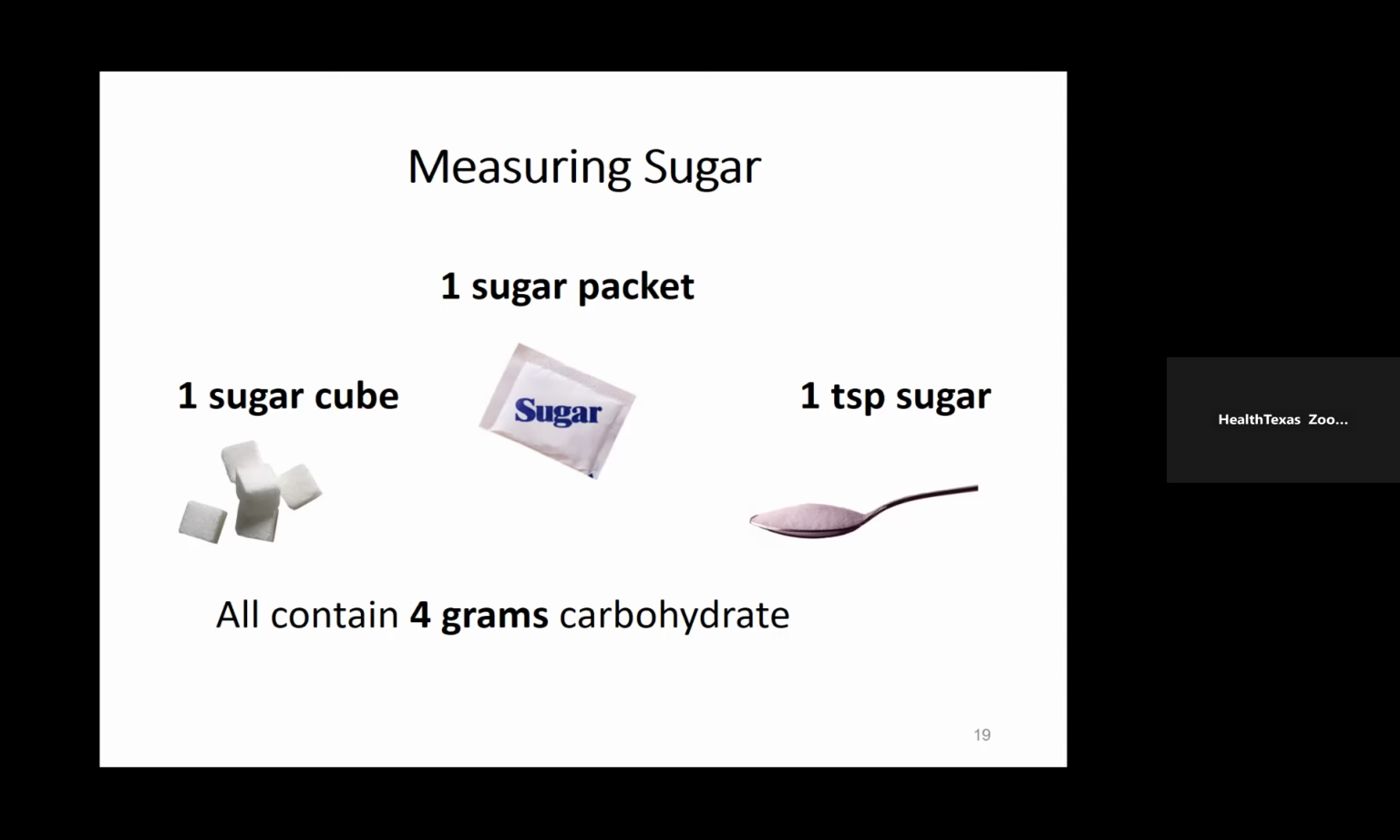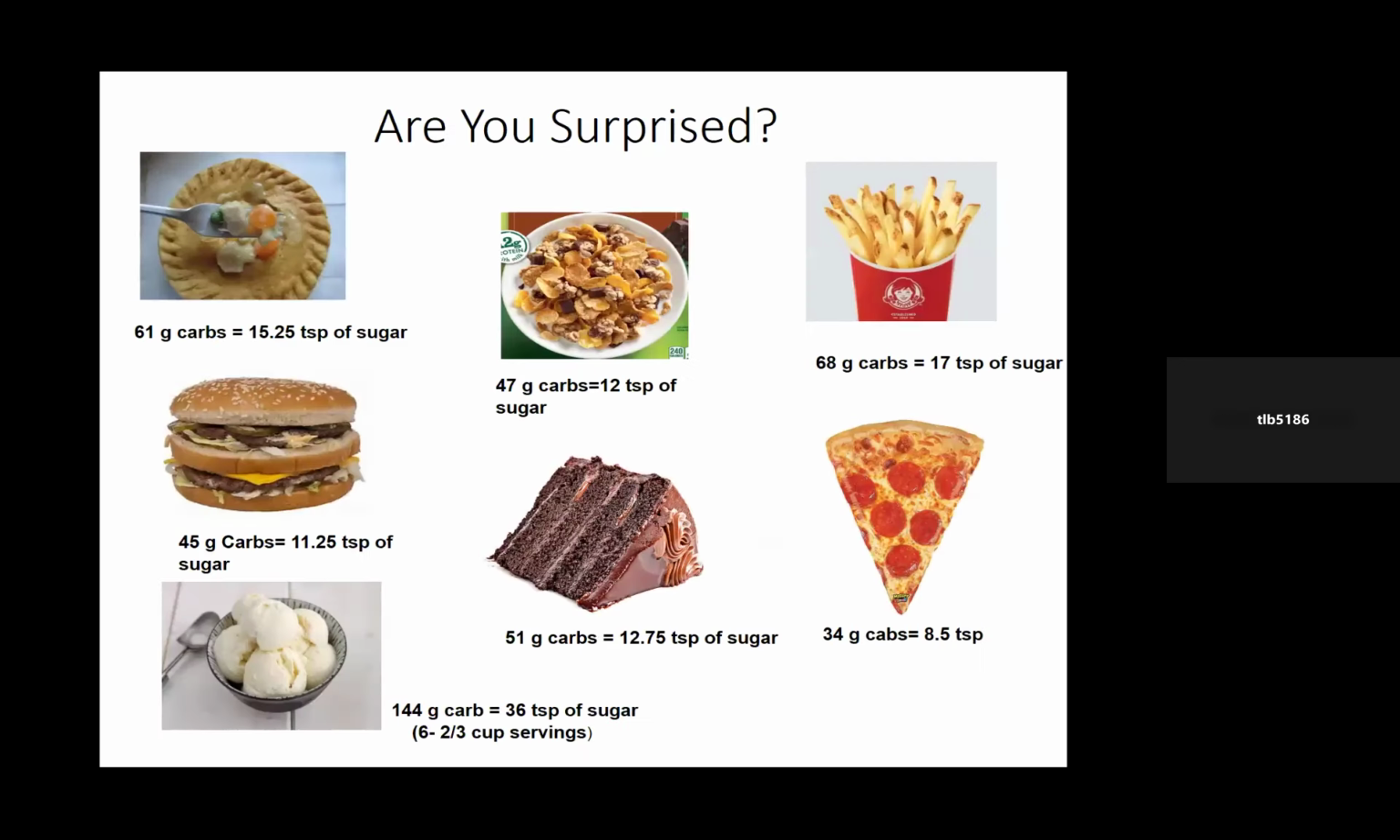This is where a lot of people get the aha moment. Are you surprised? This is a Marie Callender's chicken pot pie. It contains 61 grams of carbs, which means if you eat a Marie Callender chicken pot pie, you just consumed 15¼ teaspoons of sugar. 1 cup, which is 2 servings, 1 bowl, which is 2 cups, which is 2 servings of Honey Bunches of Oats, 47 grams of carbs, or 12 teaspoons of sugar, and that doesn't include the milk.